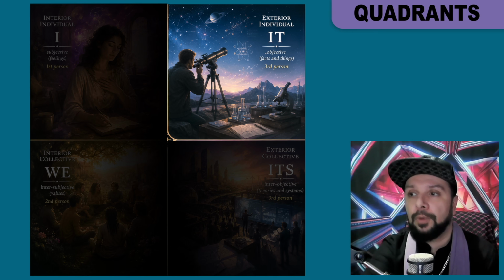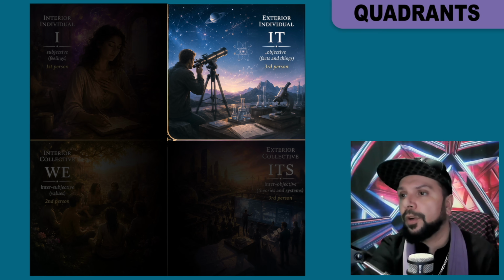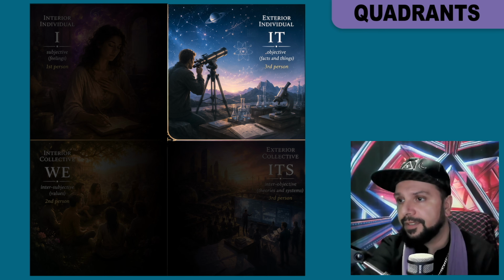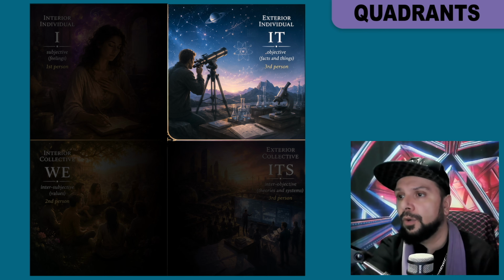Upper right quadrant is it language, exterior individual, brains, organisms, behaviors, what is objective, what is empirical, scientific method is used to gather this information, physics, biology, neurology, statistics, goals, facts.